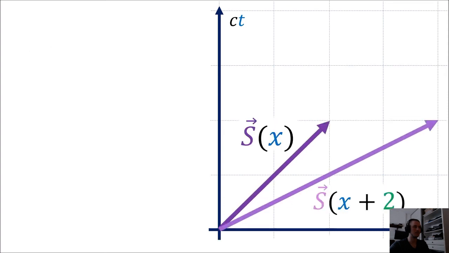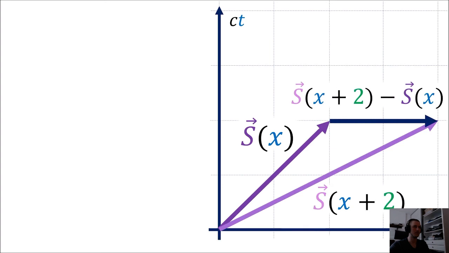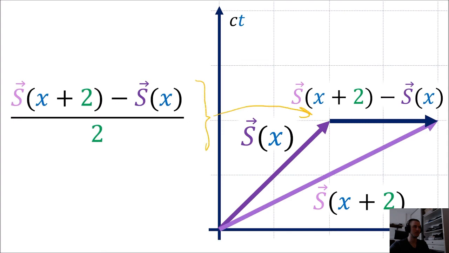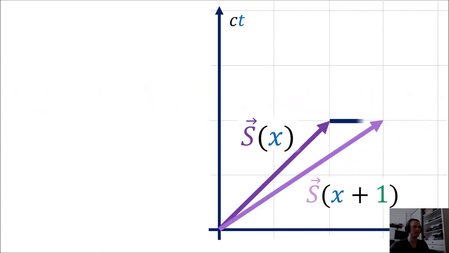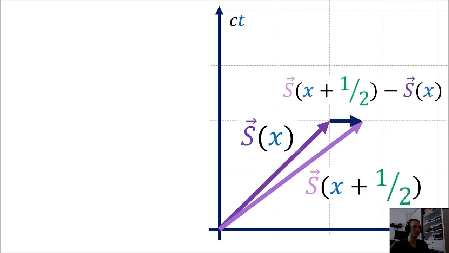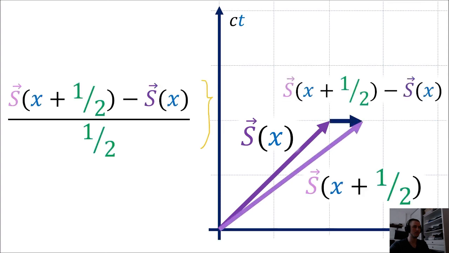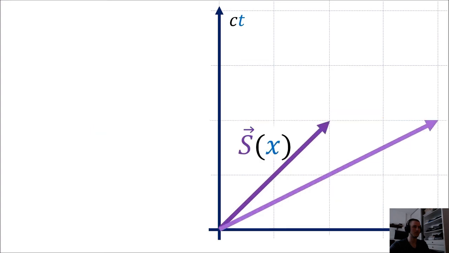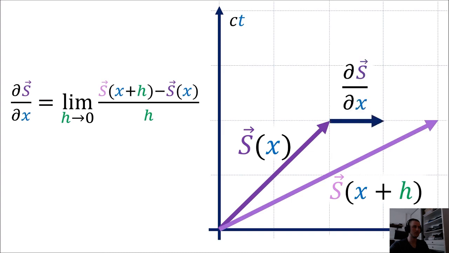If we set h equals 2, then the difference vector s of x plus 2 minus s of x is 2 units long. And dividing by h equals 2, this vector becomes 1 unit long. If we set h equals 1, the difference vector is 1 unit long. And dividing by h equals 1, it stays 1 unit long. If h equals 1/2, the vector is 1/2 units long, but dividing by h equals 1/2, it becomes 1 unit long again. If we take the limit as h approaches 0, then the resulting difference vector is always a horizontal vector that's 1 unit long that points in the positive x direction.